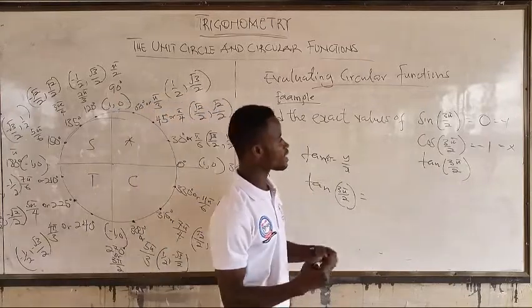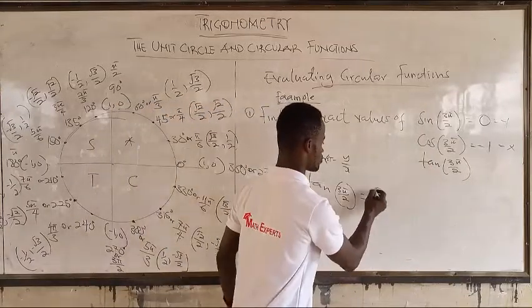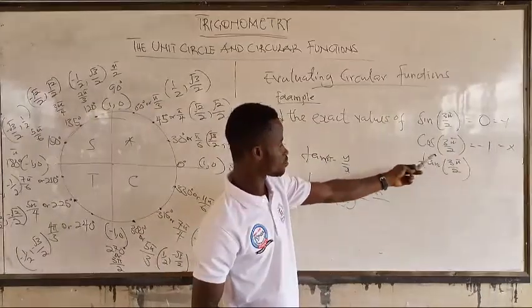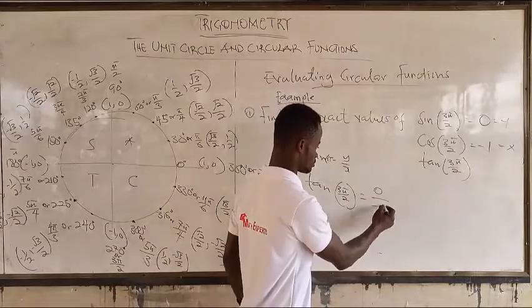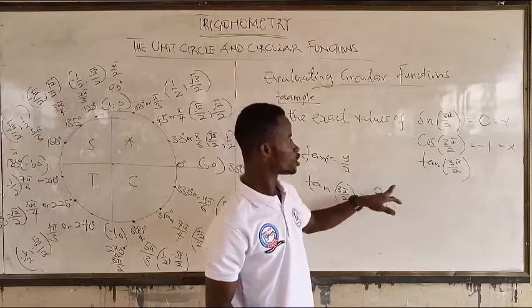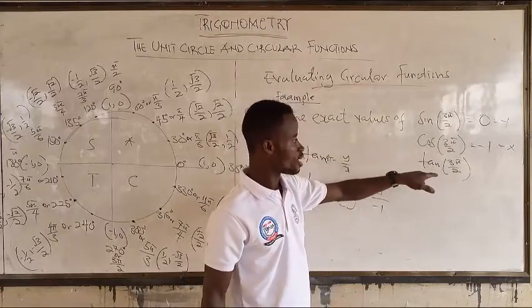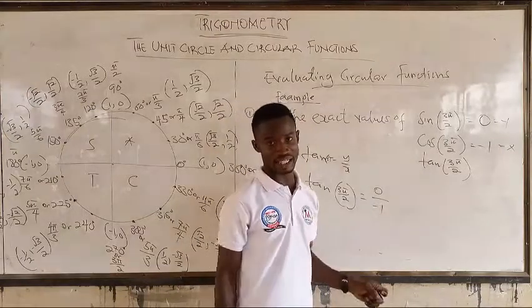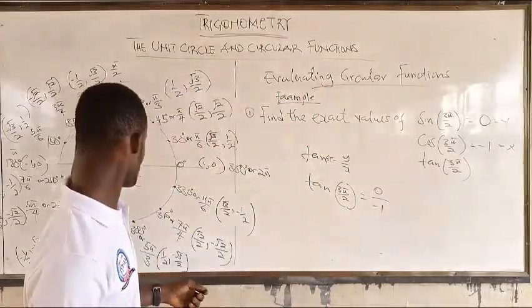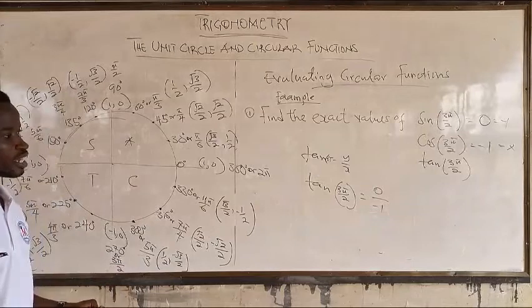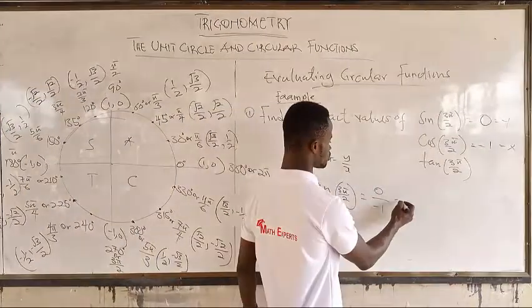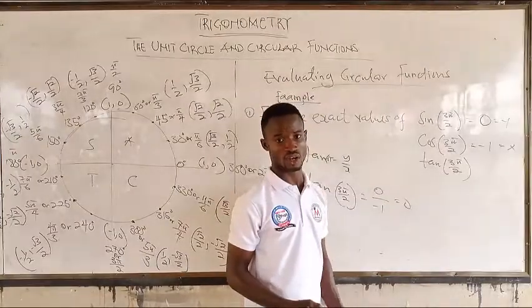So the y is 0 and the x is -1. So y over x is 0 over -1, which is going to give you 0.